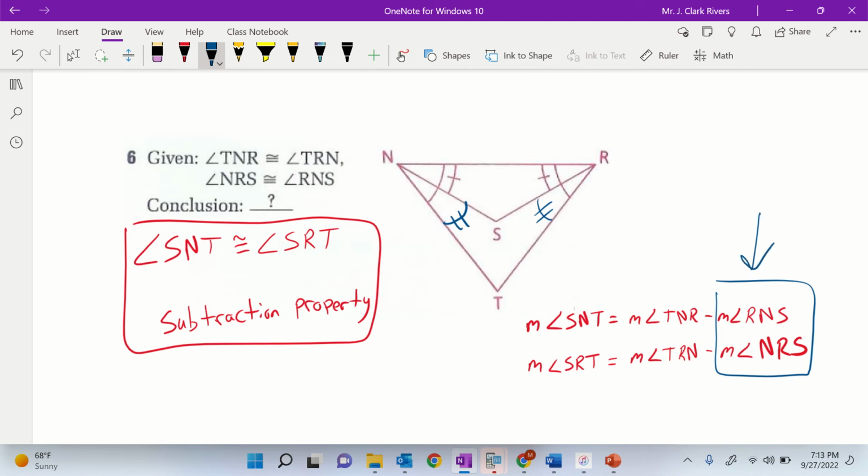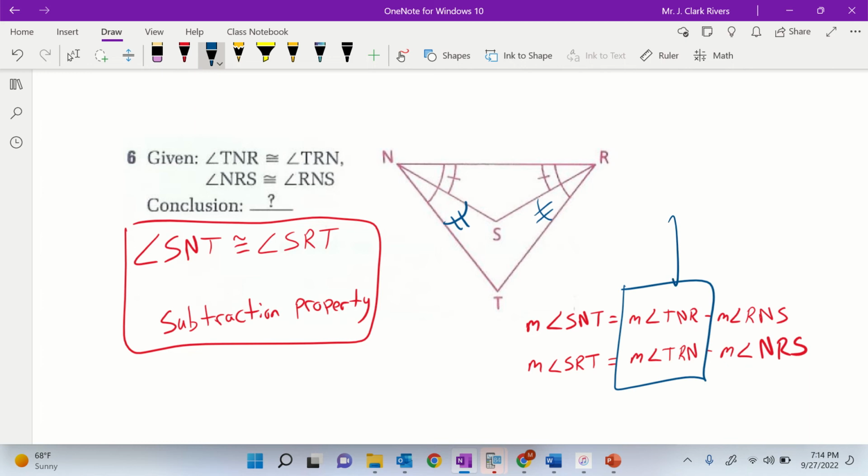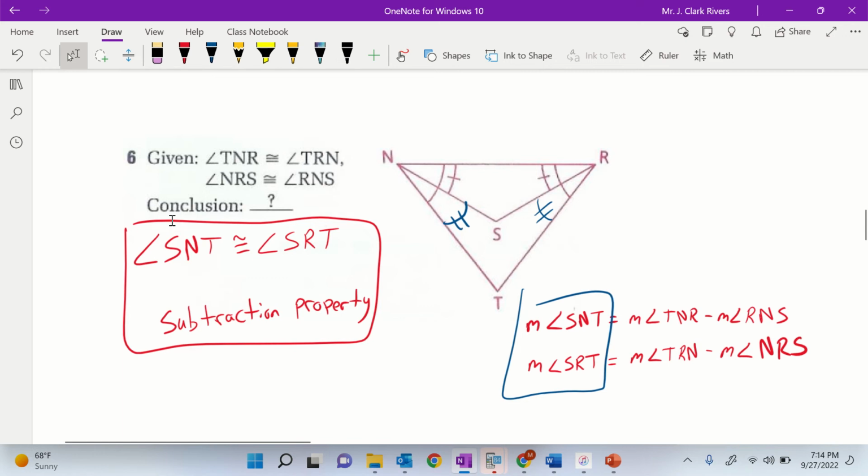And so the subtraction property states that when congruent angles, these in the blue box, are subtracted from congruent angles, these in the blue box, then the differences, which are these two angles, are equal to each other, meaning angle SNT is congruent to angle SRT. That's the subtraction property. We're subtracting congruent angles from congruent angles.